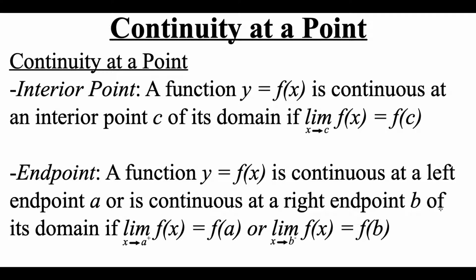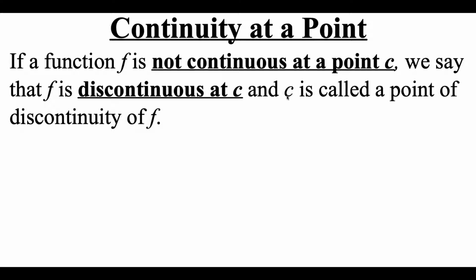Now looking at the end point of a graph, a function y equals f of x is continuous at a left endpoint a if the limit of the function as x approaches a from the right-hand side is just equal to f of a, or it's continuous at a right endpoint b of its domain if the limit of your function as x approaches b from the left-hand side is just equal to f of b. Now, if a function is not continuous at a specific point, then we would say that our function is discontinuous at that c value, and c would be called a point of discontinuity of the function.